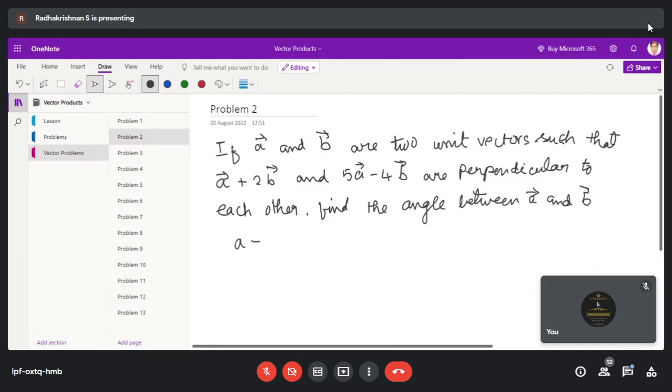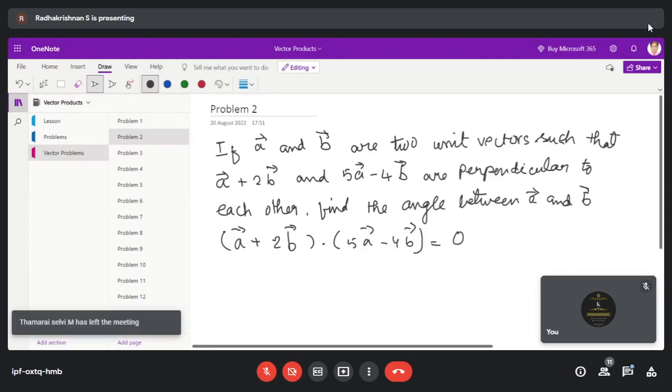Means a plus 2b dot 5a minus 4b equal to 0. So now you work out, just expand these, and you can find the angle between a and b. It's given that a and b are unit vectors. That means their magnitude is 1. Magnitude of a is 1, magnitude of b is 1.